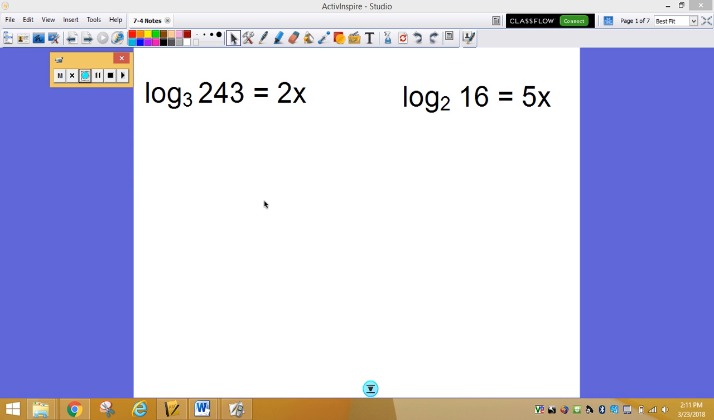All right, so this lesson is on solving logarithmic equations. It's honestly a lot of what we've already done. So let me show you.